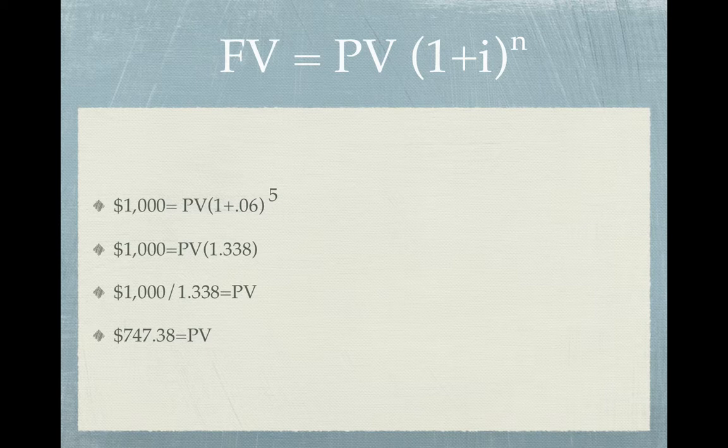We're going to go ahead and solve for the present value, and you will end up with $747.38. This means that you would need to give me $747.38 now, and then I would return $1,000 to you in 5 years. That's based on 6%. So if we want to look at it another way, if I'm going to invest $747 now at 6% interest, in 5 years it will equal $1,000.